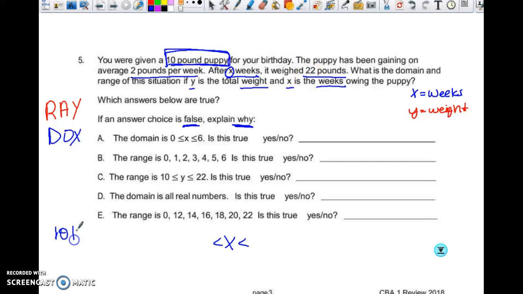So the 22 pounds minus the 10 pounds it started with means he gained 12 pounds, all right? And he gained 2 pounds per week. So how many is that per week? So 12 pounds total. What is 12 divided by the 2 pounds per week? That gives us 6 weeks. Okay, does that make sense? So we started at week 0 when we first got him, and he went all the way to 6 weeks.